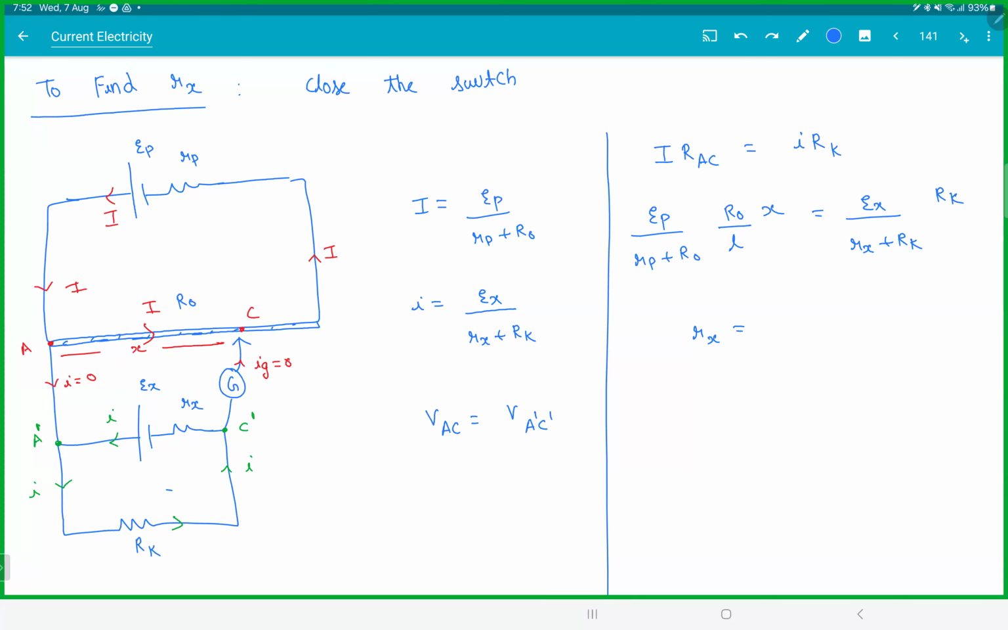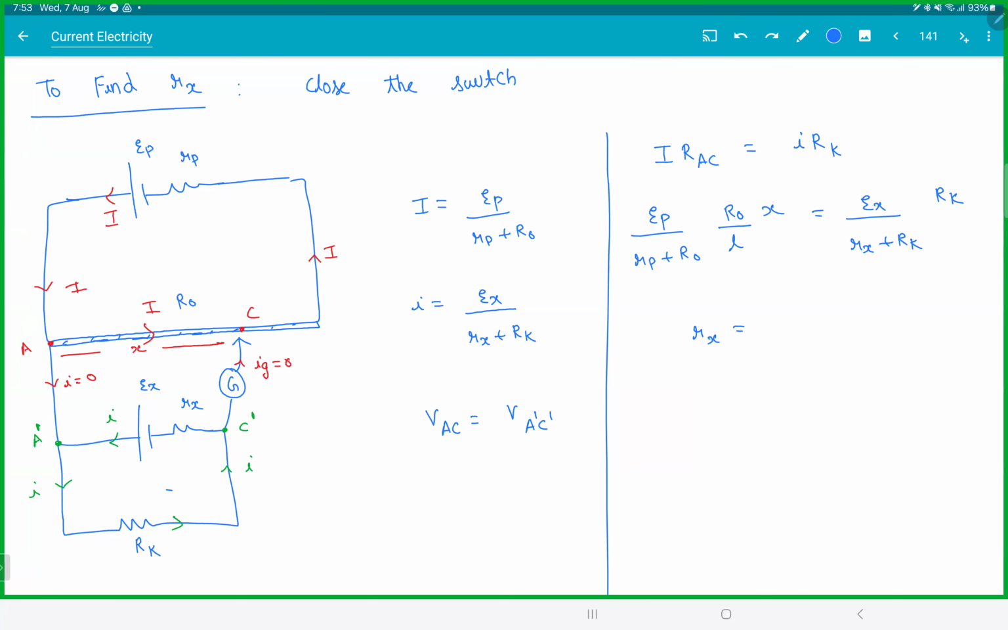So when you close the switch, you have two independent circuits. Current is flowing in them independent of each other. Find the currents, find the voltage across AC, find the voltage across Rk. Both the voltages should be the same. So when you equate them, here you know everything except Rx. So you'll get Rx from there.